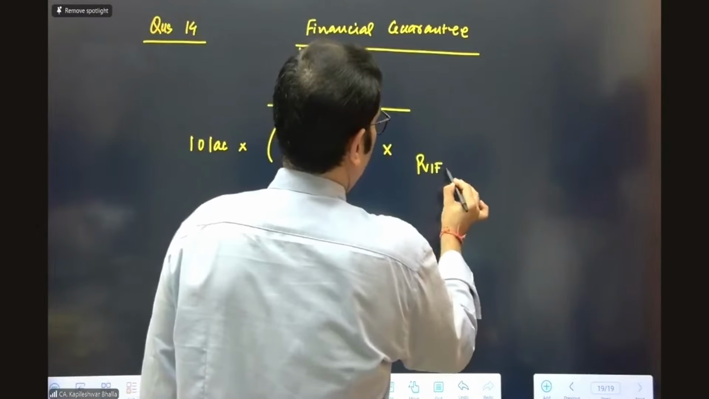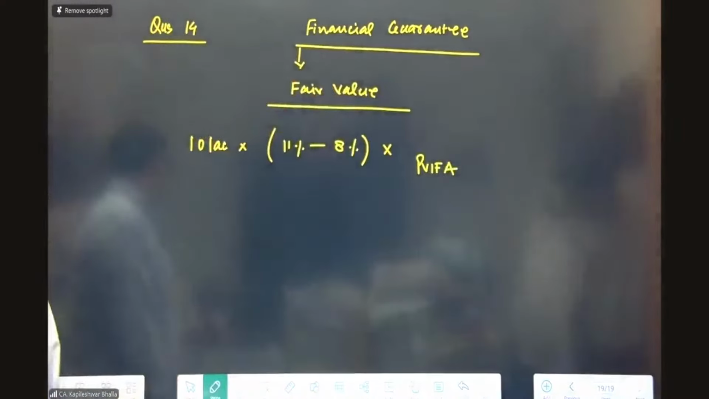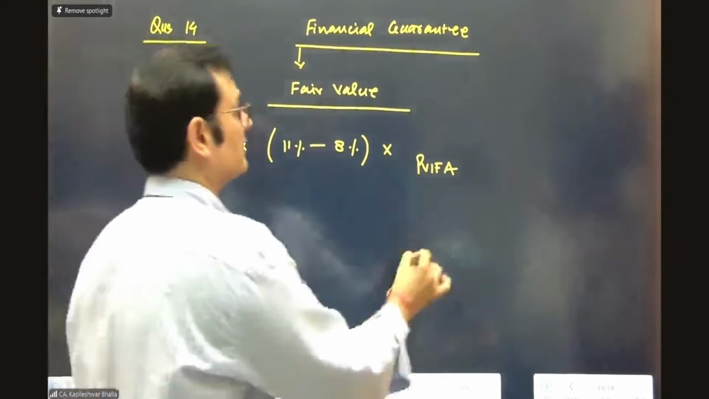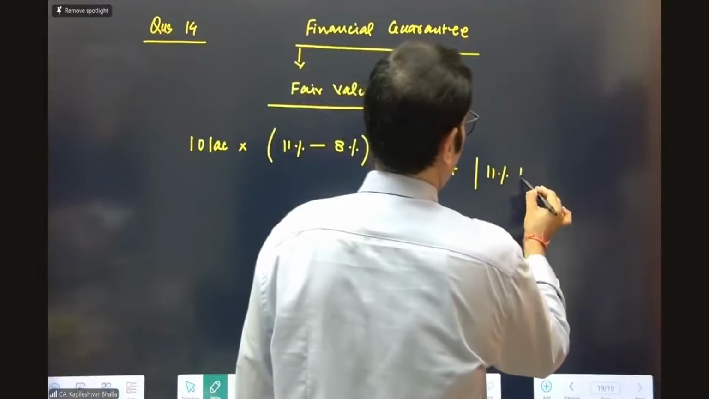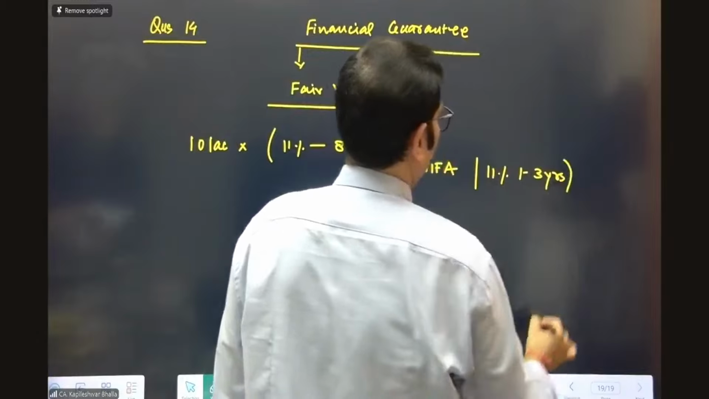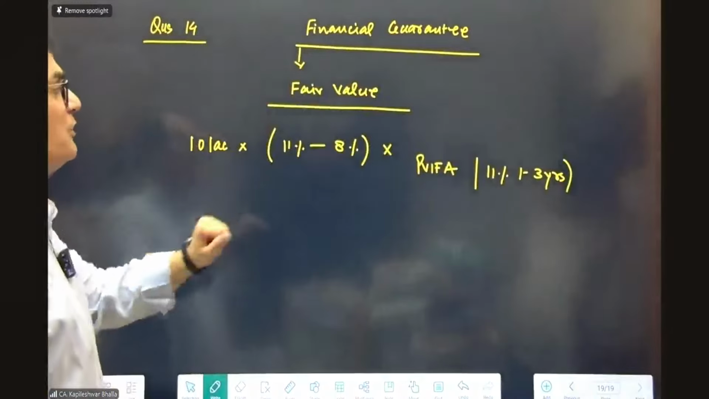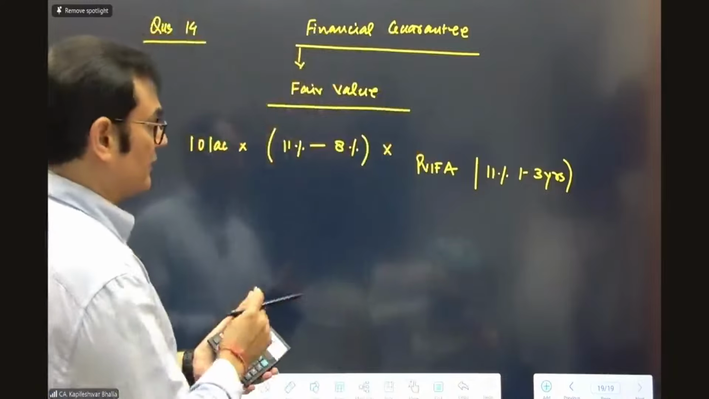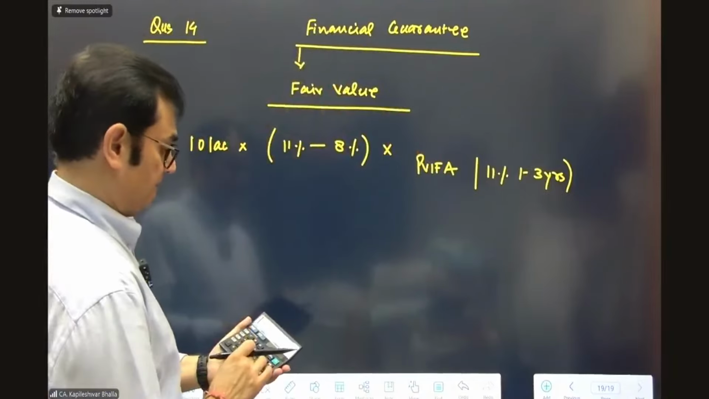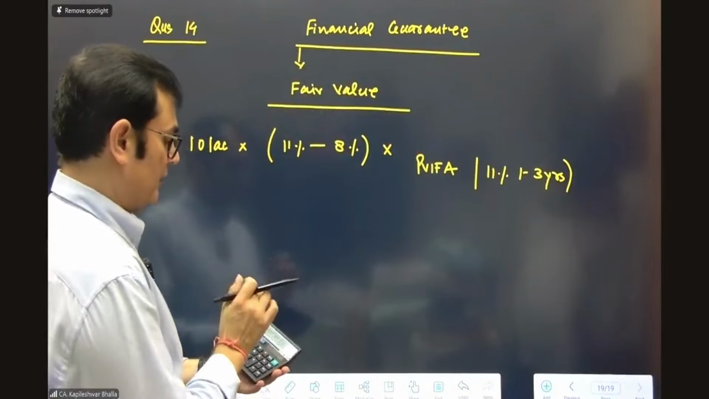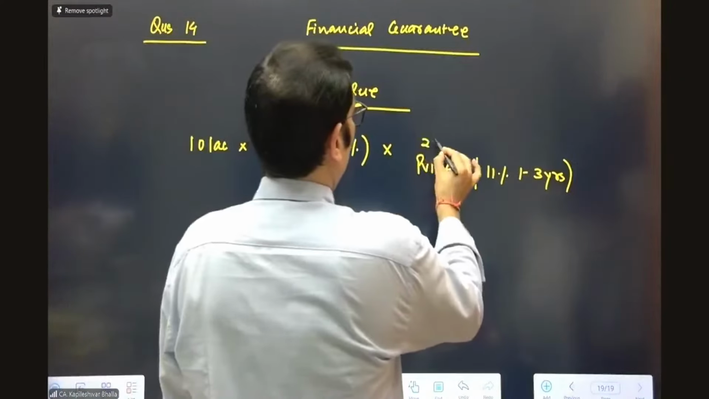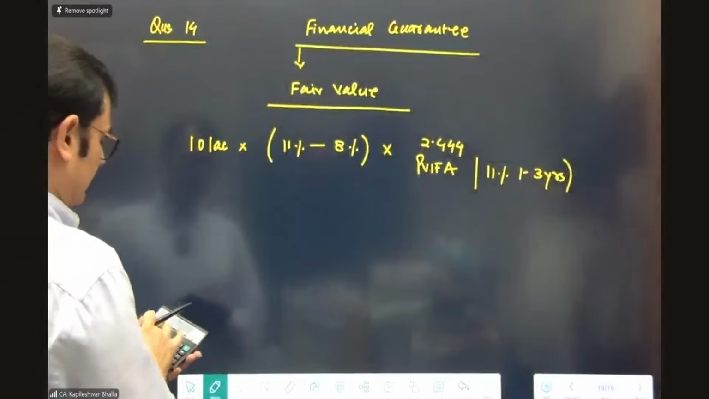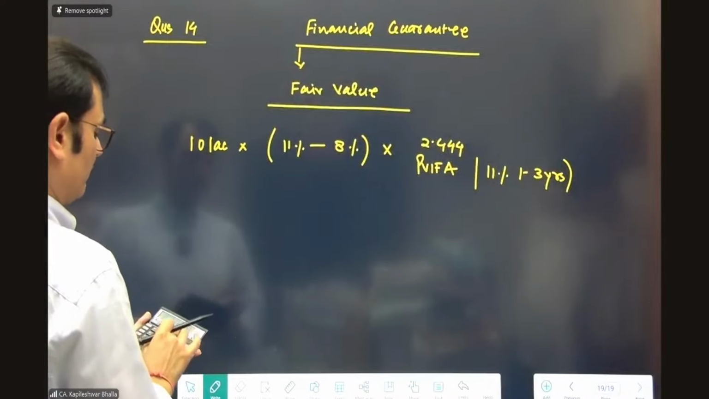And let's multiply this with the cumulative factor for 3 years. This is going to be at the rate of 11% for a period of 3 years. The fair value of the guarantee is supposed to be the benefit which the parent gave to the subsidiary, 3%. So let's get the cumulative factor at 11%: 1, 2, 3. This is 2.444.